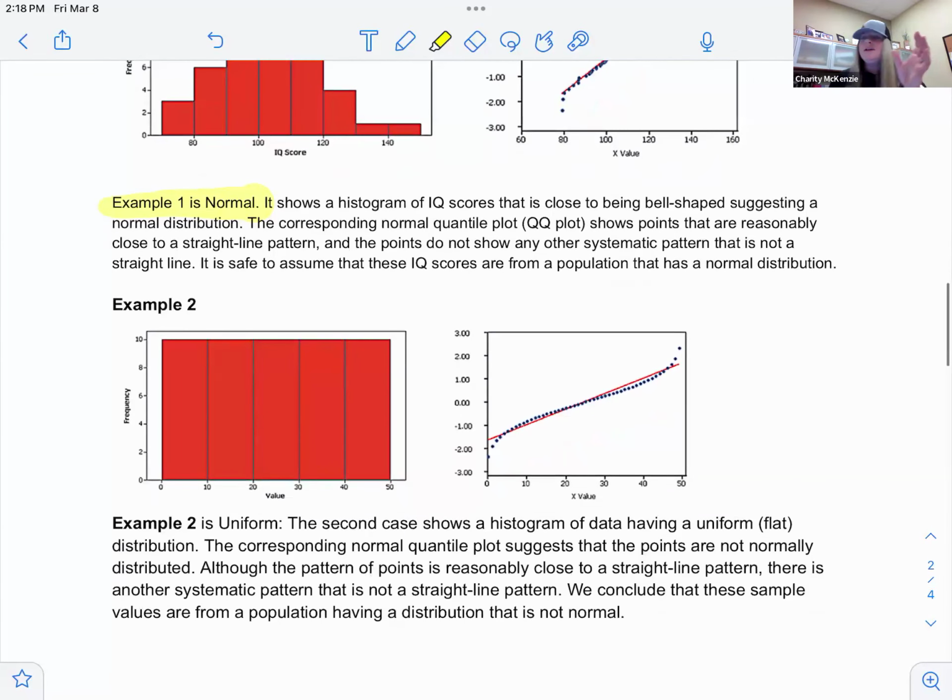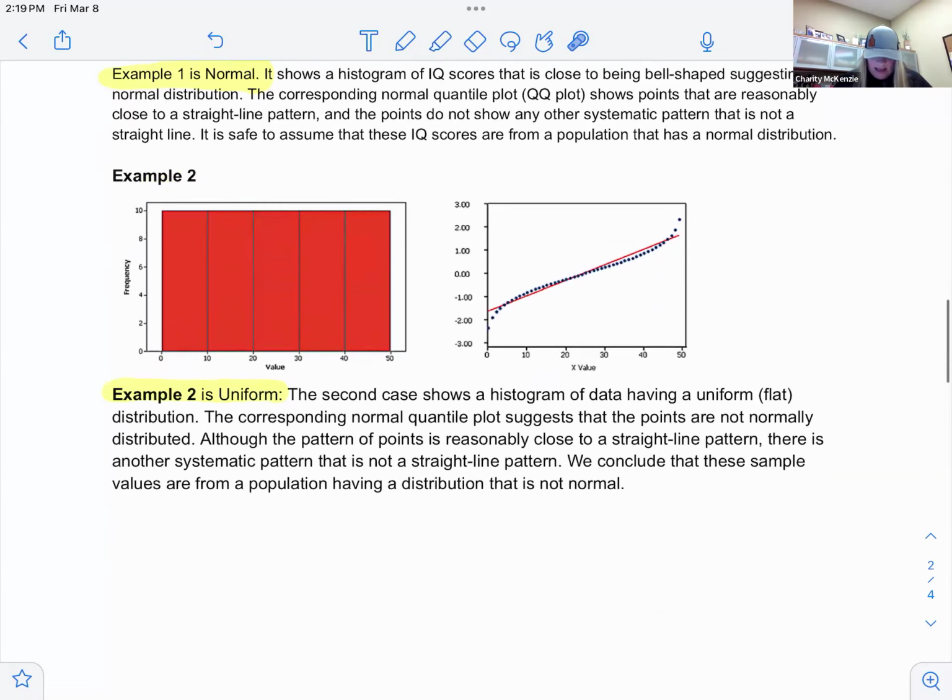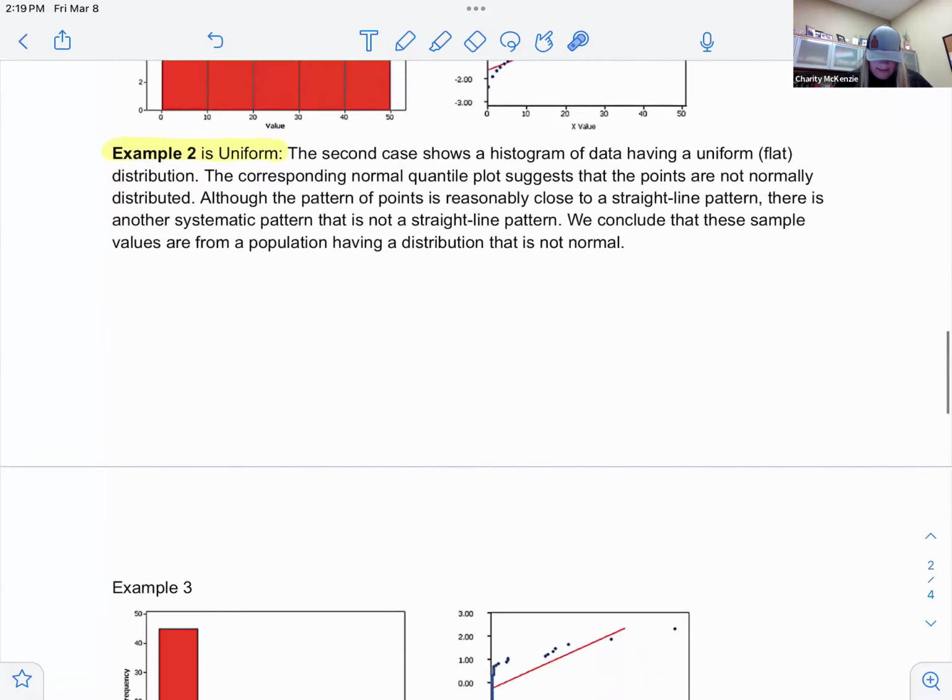Example two, you should already look at that histogram and know that is uniform. Okay, so we know this looks uniform, but what does that QQ plot look like? It definitely isn't a line. It's got like a curve to it for sure. So if you curve at all, not normal. Okay. And so it goes through that kind of idea there.